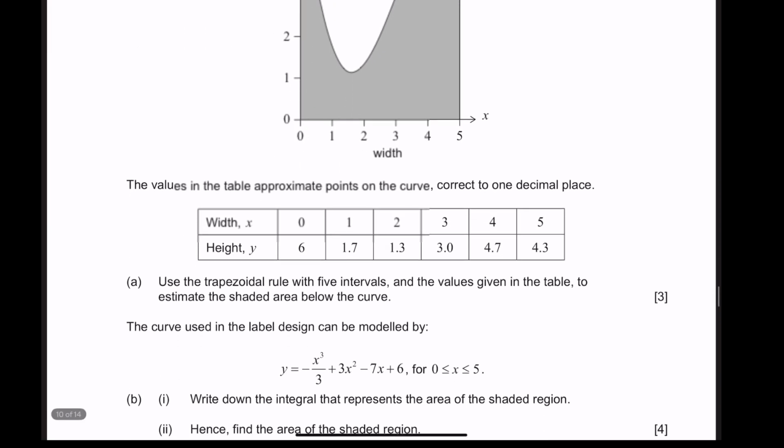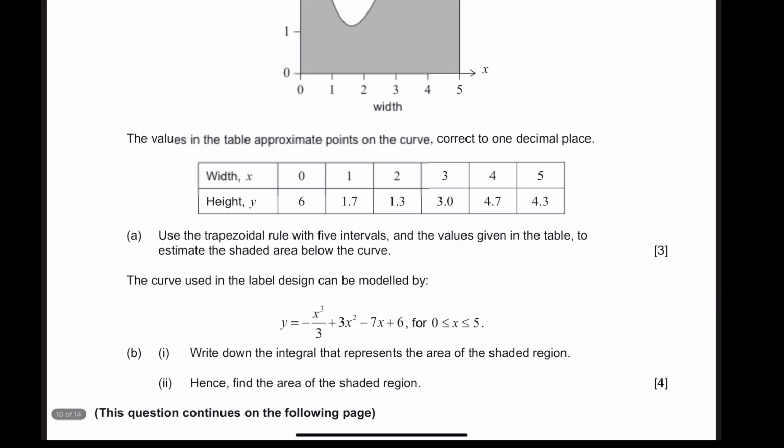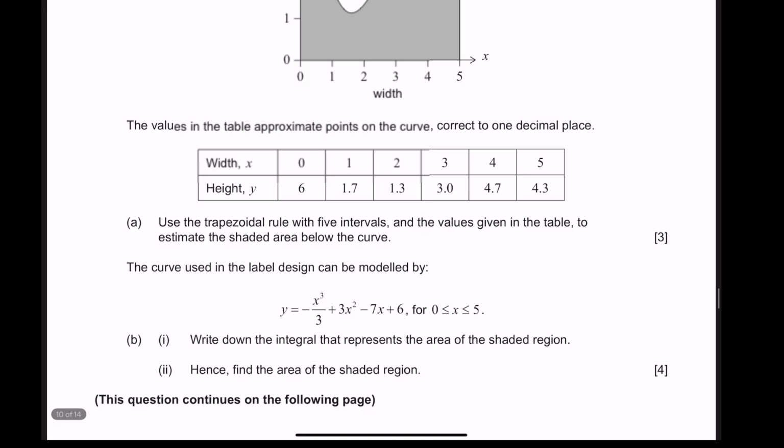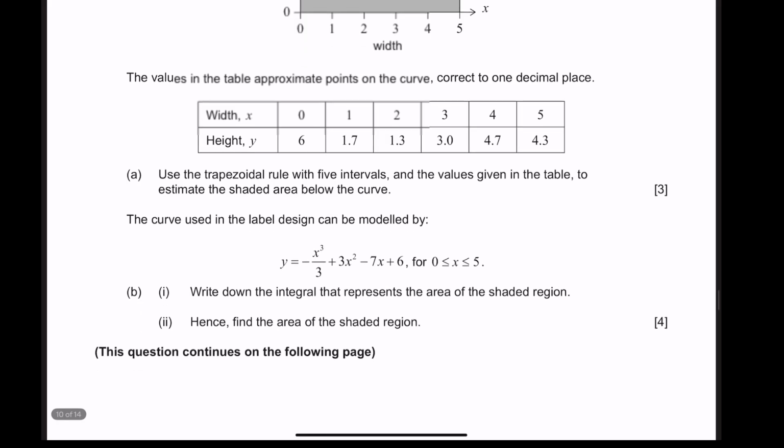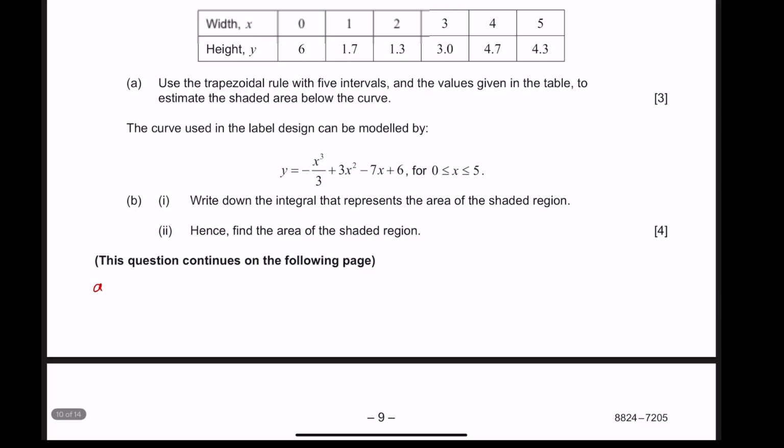The values in the table approximate points on the curve, correct to 1 decimal place. So we have x and y values here. We have to use the trapezoidal rule to estimate the shaded area under the curve. We can directly use the trapezoidal rule formula as given in the data booklet, which is the integral from a to b of y dx. This integral will be equal to half times h times y0 plus yn plus 2 times y1 plus y2 plus up to yn minus 1, right?